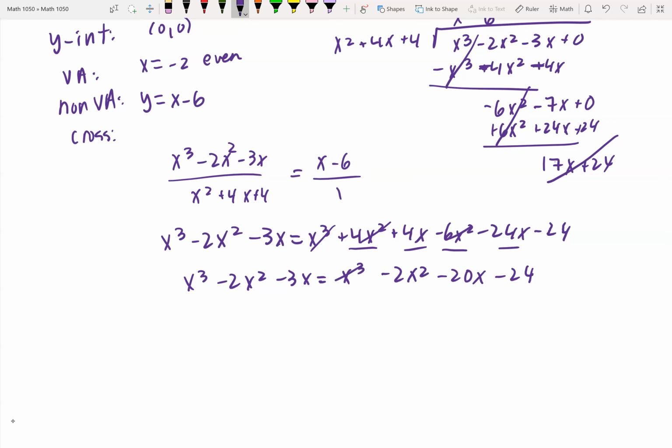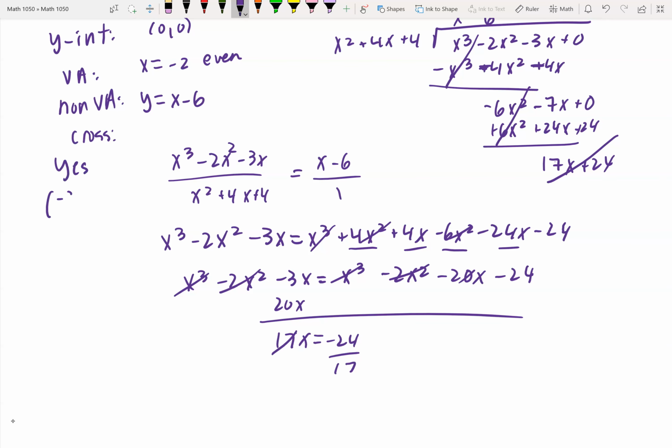This x cubed comes over and knocks that one out. That comes over and knocks that one out. This one comes over and becomes a 20x. So I have 17x equals negative 24, so x equals negative 24 divided by 17. So the answer is yes, it does cross it, and it crosses it at negative 24 over 17 on the x value.